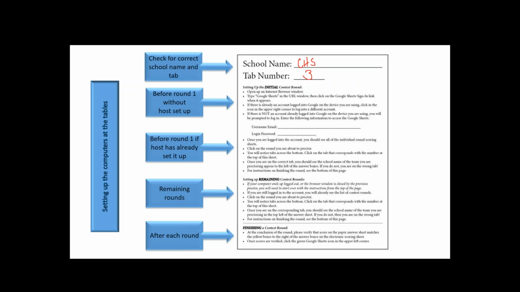And then when you finish the round, you will verify the score. You'll match the score on the electronic answer sheet to the paper score sheet that the contestants have written on. And then you're going to sign off on the fact that your score is correct. The captain will sign off on the fact that the score is correct. And then you need to click the icon for Google Sheets and go back to the list for the next rounds. Let me show you in the next slide what to do with that.